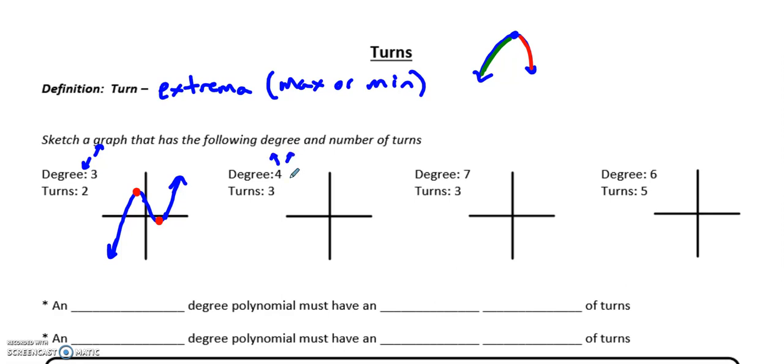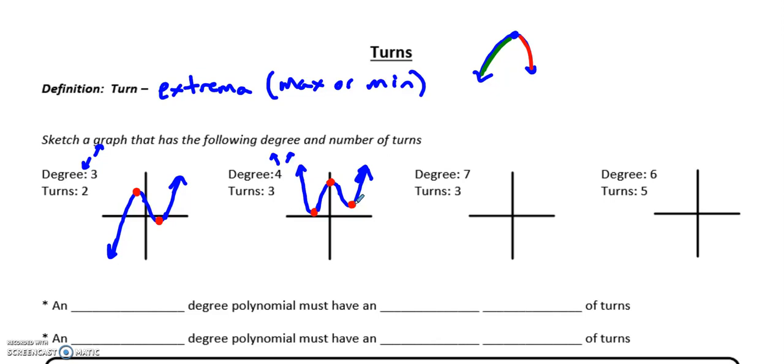I'm going to go up, up, since it doesn't say anything about reflected. And I need to turn 3 times. So as I'm coming down, the first turn would take me back up. The second turn would have to take me back down. And the third turn would take me up to meet my end behavior. So in this case, I have 2 minimums and a maximum for my degree 4 with 3 turns.